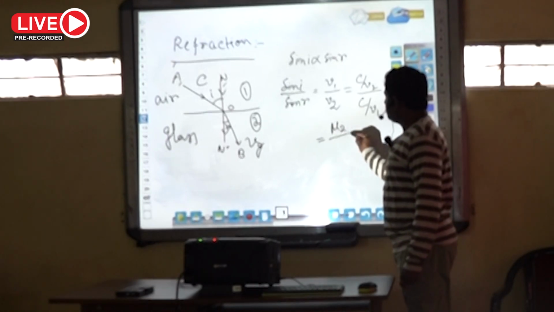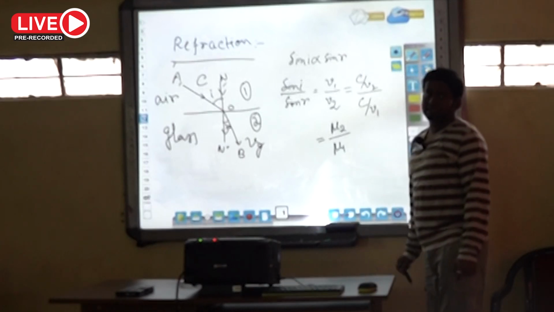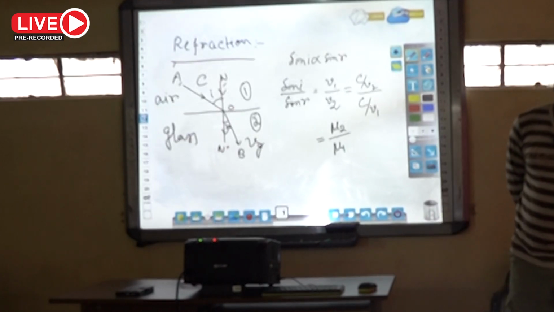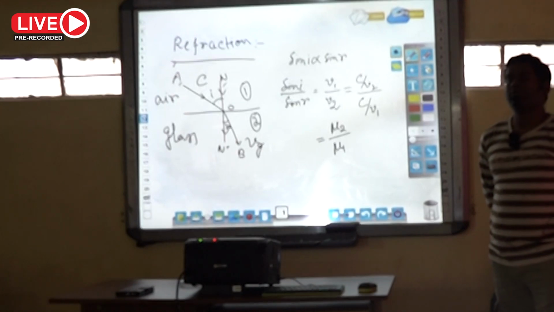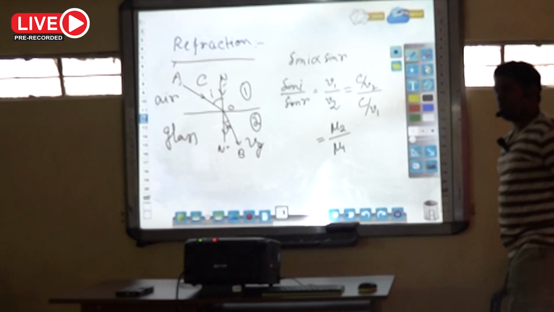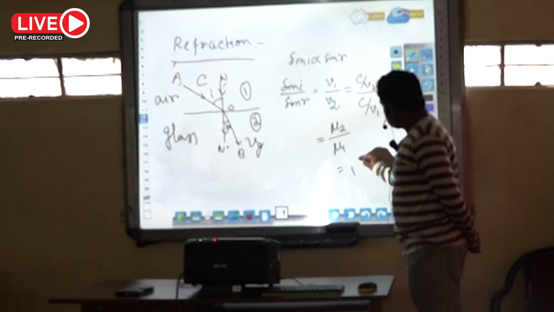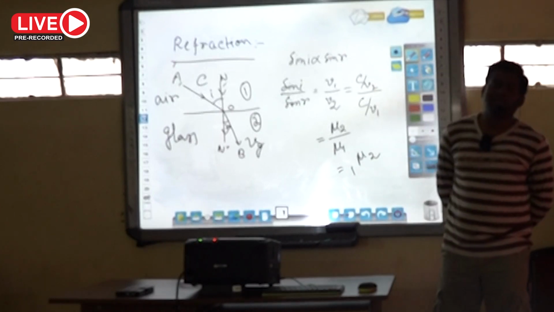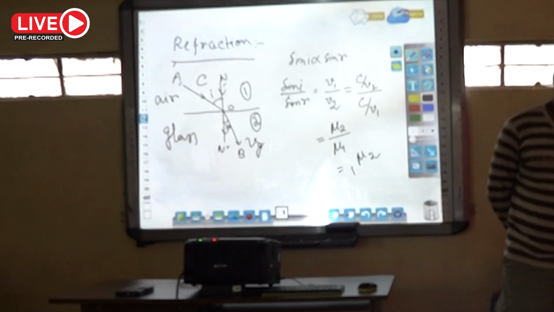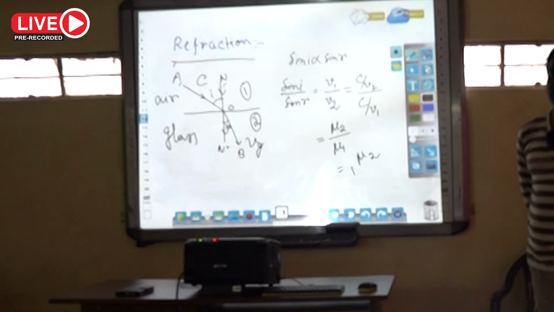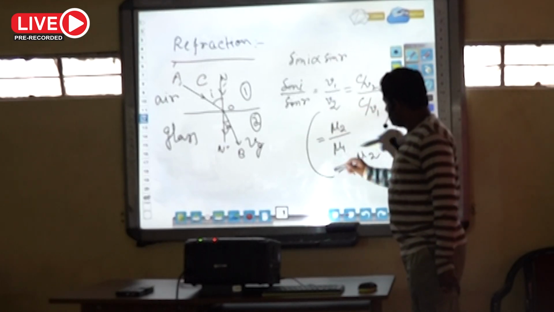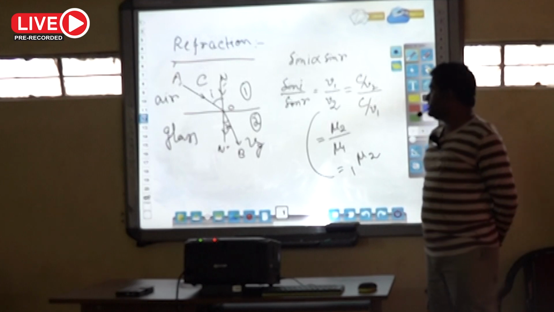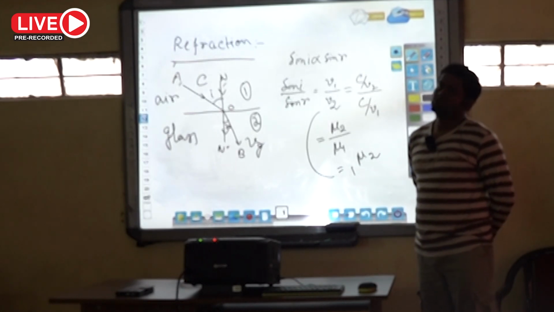Now c by v2 can be written as mu2 and c by v1 can be written as mu1, because absolute refractive index is defined as the speed of light in vacuum by the speed of light in a particular medium. So c by v2 means the absolute refractive index of medium 2, and c by v1 means the absolute refractive index of medium 1, which can also be written as 1mu2, that is, the refractive index of medium 2 with respect to medium 1. You can also relate these two directly: the refractive index of medium 2 with respect to medium 1 means the speed of light in medium 1 by the speed of light in medium 2.